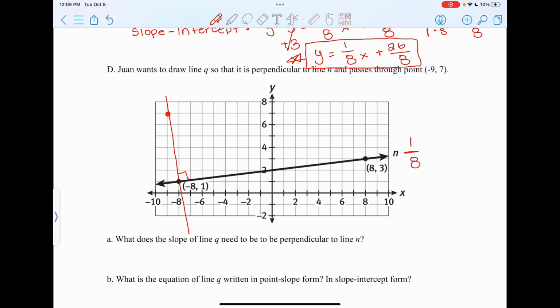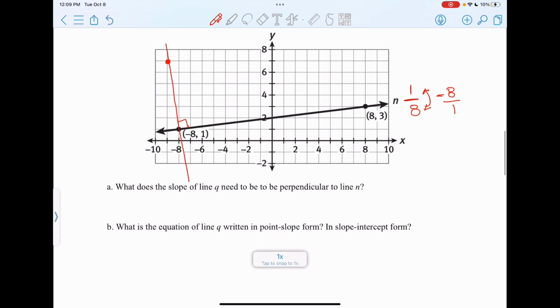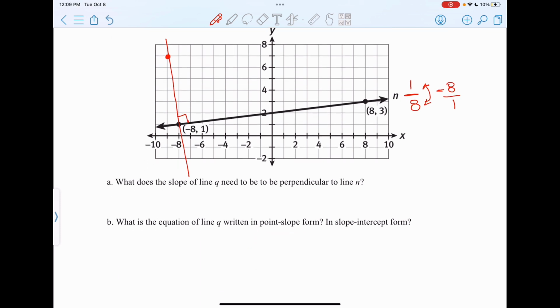And perpendicular lines have opposite reciprocal slopes. So I need to find the opposite reciprocal of 1 over 8, which means I'm going to flip it to get 8 over 1, and I'm going to change the sign. Since it was positive, it is now going to be negative. So the slope of line Q needs to be -8 over 1, which we can also write as just -8, since -8 divided by 1 is just -8.